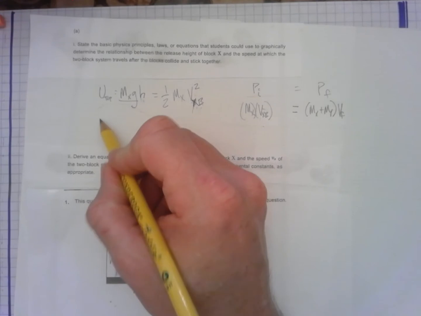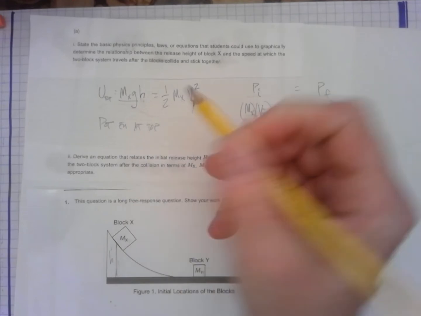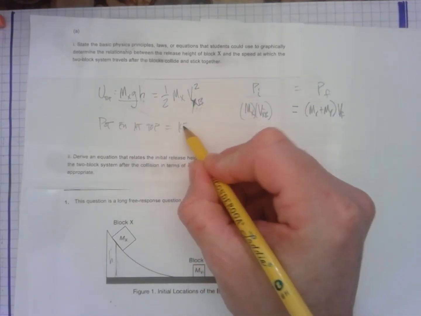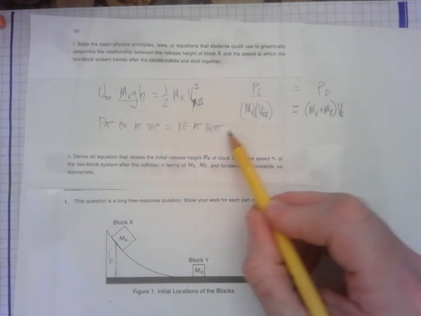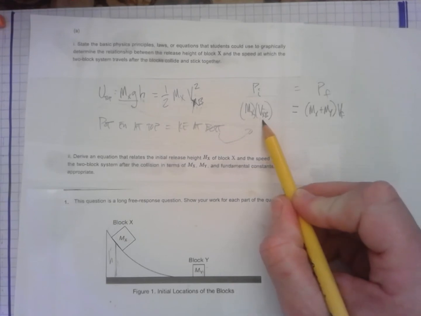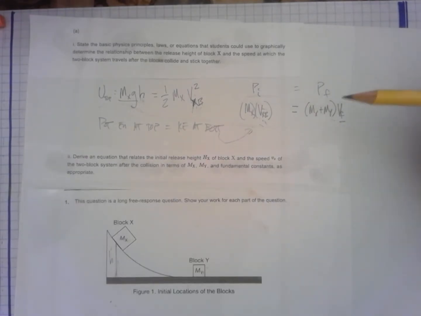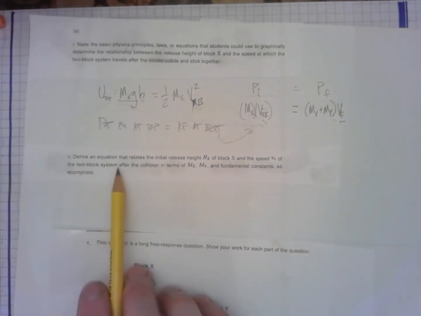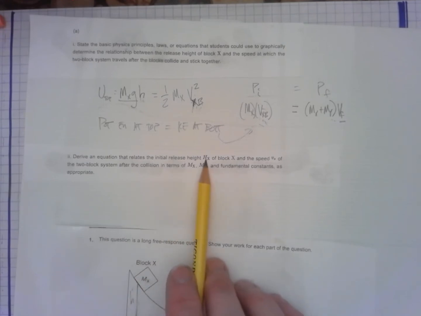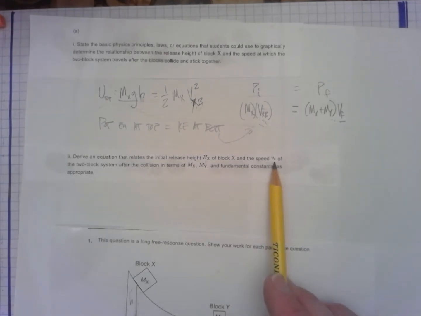So you could state potential energy at top equals kinetic energy at bottom. And then from that kinetic energy, I can get the velocity. Then I can use conservation of momentum to set up an equation for the final velocity. This is roughly what they want. Now they want us to derive an equation that relates the initial release height, they call it hx, of block X, and the speed, they call it vs.